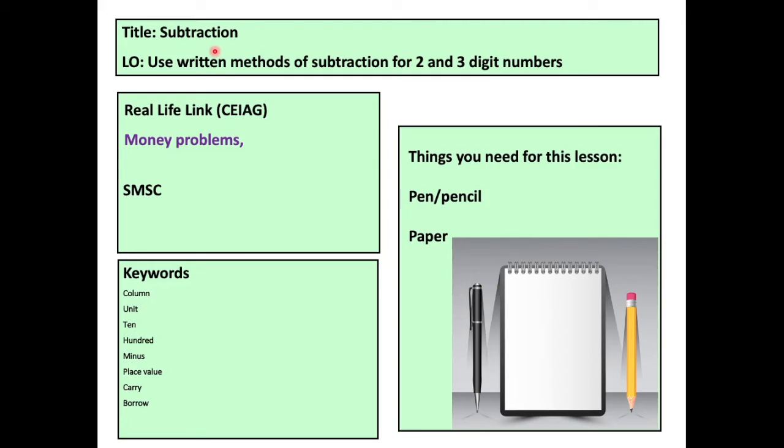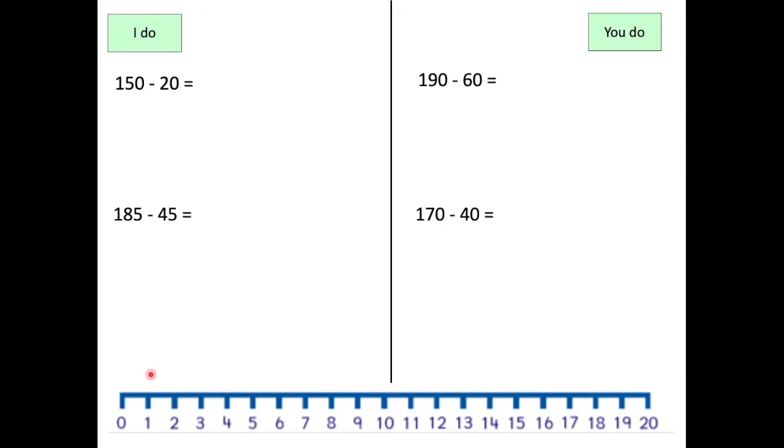Today we're going to be looking at subtraction, particularly with 3-digit numbers. The real life scenario is just as before, many problems, keywords are the same, and once again you'll need a pen or pencil and some paper. Right, so we'll start off with our first couple of examples.